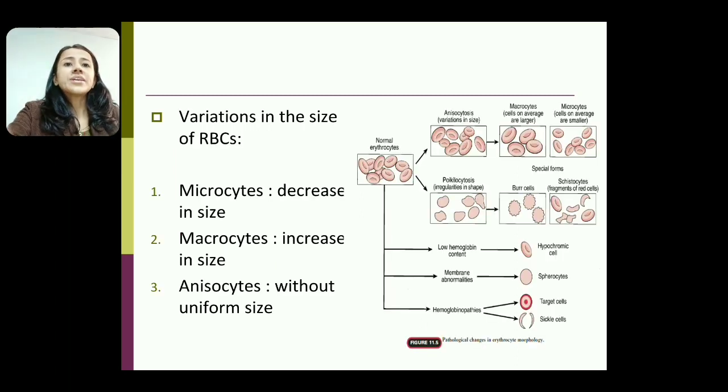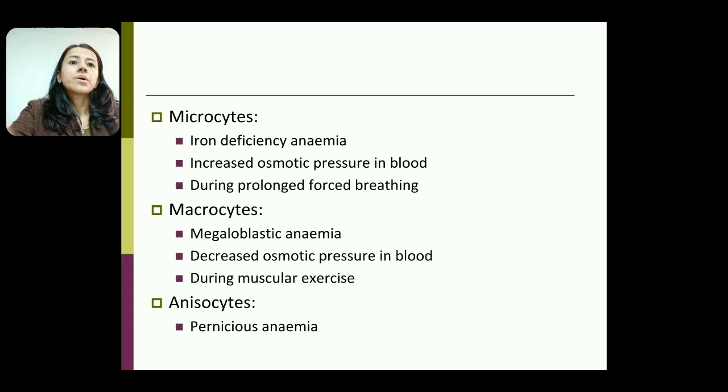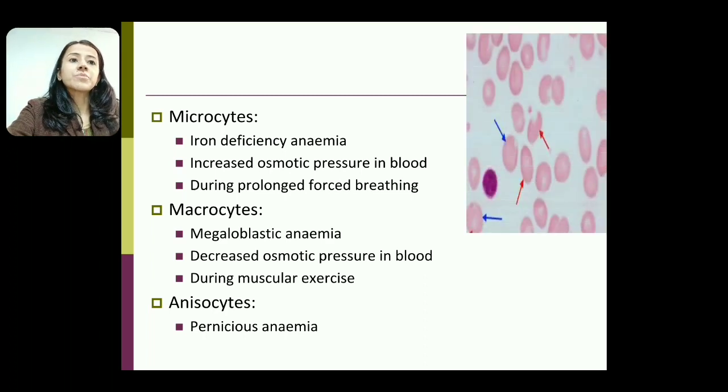Now, variation in size of RBC. There are mainly three varieties. Microcytes, which means size is less than normal, macrocytes, increased size, and anisocytes, which are not uniform in size. Now, microcytes are present in iron deficiency anemia, as well as whenever osmotic pressure of the blood increases. You can see in the diagram some cells are normal, some are small in size.